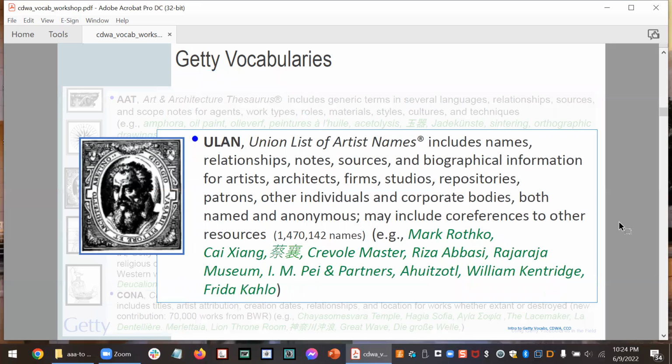Moving on to ULAN, the Union List of Artist Names. Here we have names and biographical information, relationships, other rich metadata for people. Those are artists and architects, also firms, studios, repositories, and patrons who are creating or involved with art. So terms you might find in this database include Mark Rothko, Crevole Master, I.M. Pei and Partners, etc.